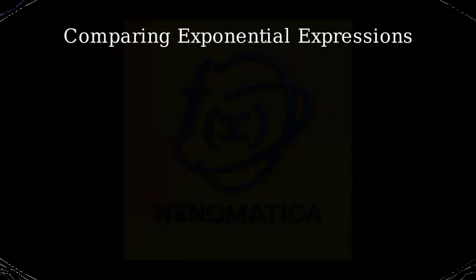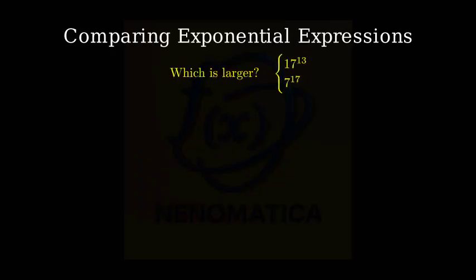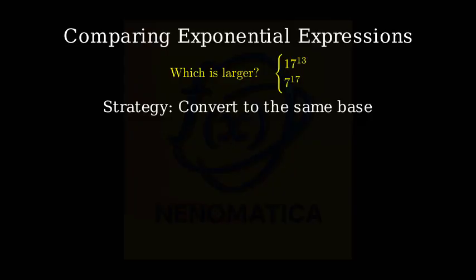Today we'll learn how to compare large exponential expressions without calculating their actual values. Specifically, we're going to determine which is larger, 17 to the power of 13 or 7 to the power of 17. When comparing expressions with different bases and exponents, we need a clever approach since calculating the actual values would result in extremely large numbers. The key insight is to transform both expressions to have the same base, which will allow us to compare just the exponents. Let's begin our analysis with the first expression.